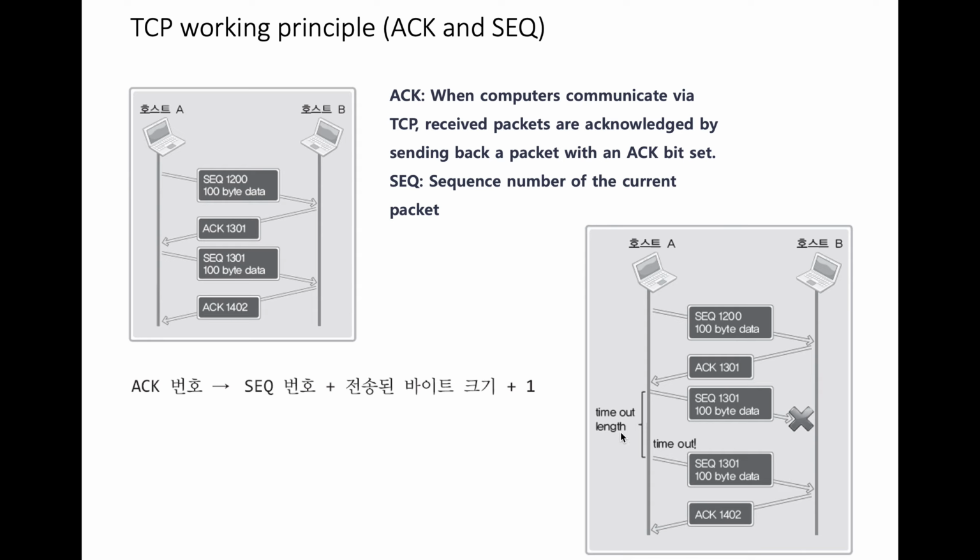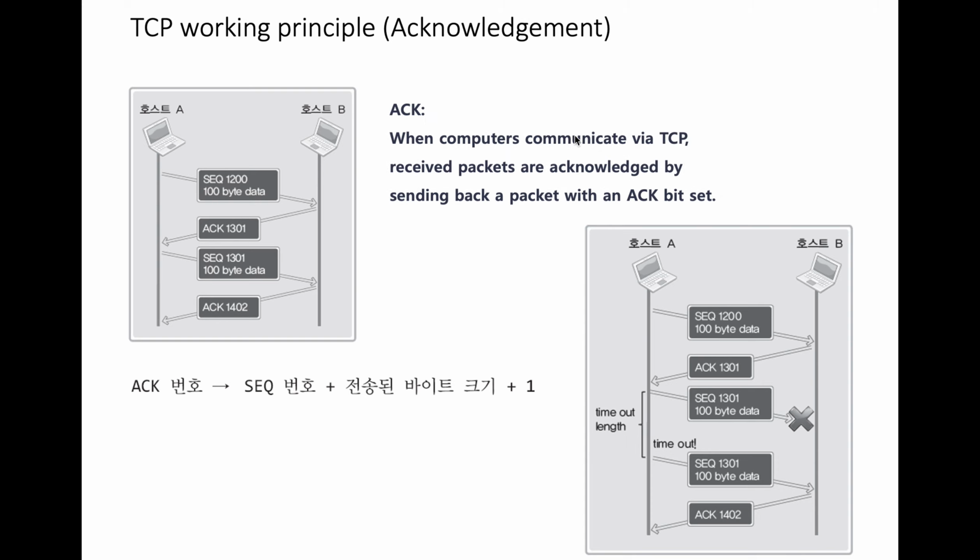that's called a timeout. So when the timeout expires, what host A does is send again the packet for which it did not receive an acknowledgement. That way TCP provides reliable communication. So host A will know that the packet was not delivered to host B because it did not acknowledge that packet. All right. So the formula is that the acknowledgement is the sequence number plus the size of the byte data. When computers communicate via TCP, received packets are acknowledged by sending back a packet with the acknowledgement bit set.